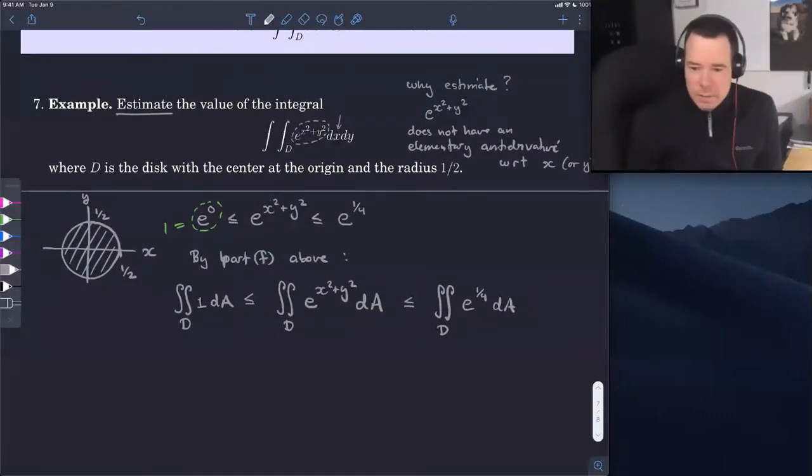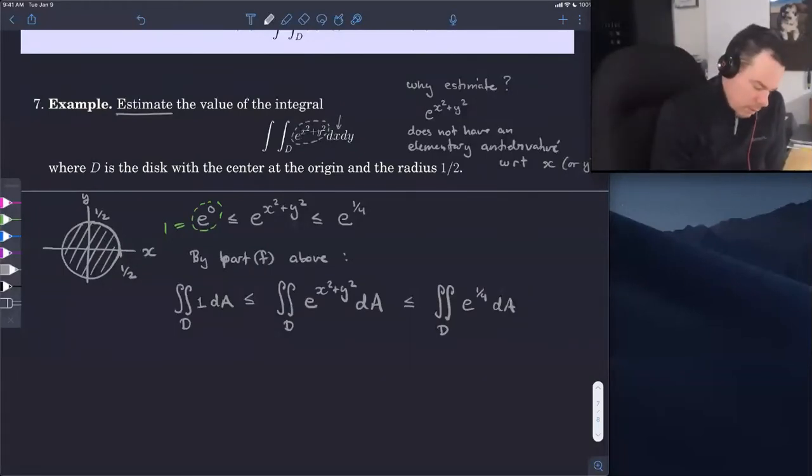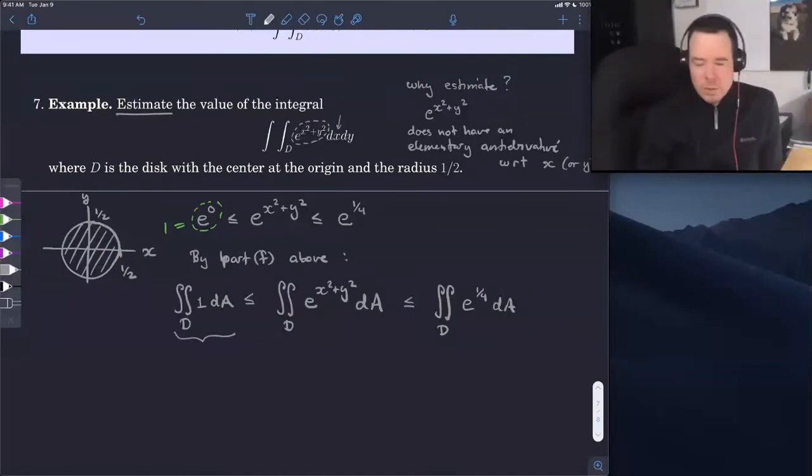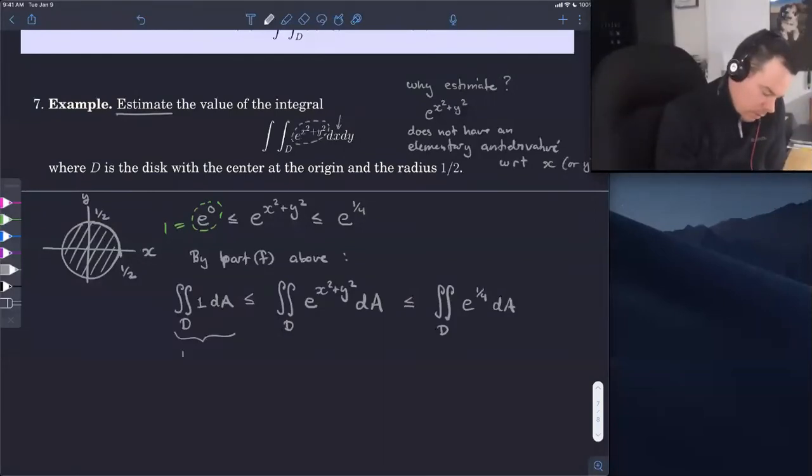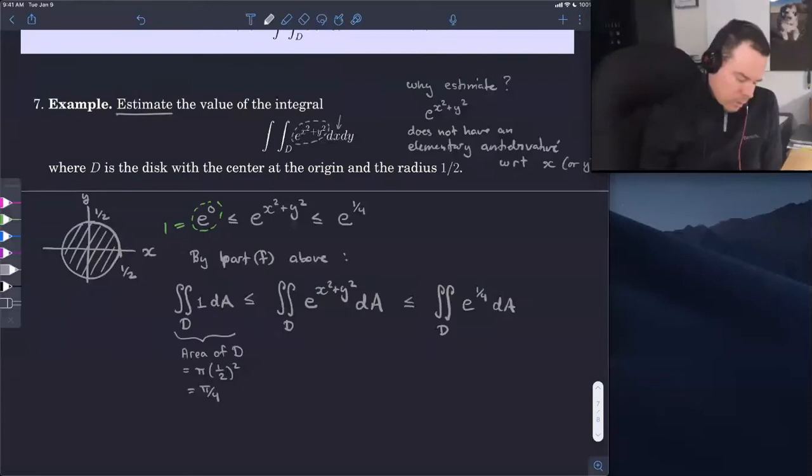The next part is to just realize that integral is just saying we're integrating over the domain D of the constant function 1. And so that's just the area of the region. That's just the area of D. And D is a disk of radius a half. So its area is pi r squared. Sorry, pi times a half squared. Or in other words, pi by 4.